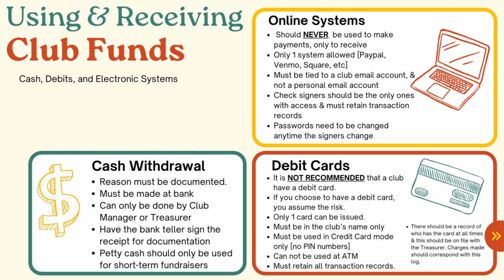Only one card can be issued. It has to be in the club's name only. It must be used in credit card mode with no PIN numbers attached to it. It absolutely cannot be used at the ATM. And we must retain all transaction records so that there is a record of what went out and by whom. There should be a record of who has the card at all times, and this should be on file with the treasurer. Charges made should correspond with the log.